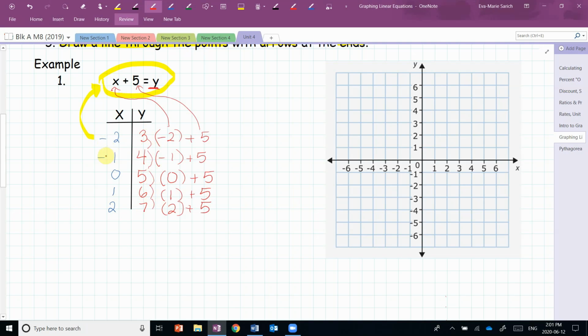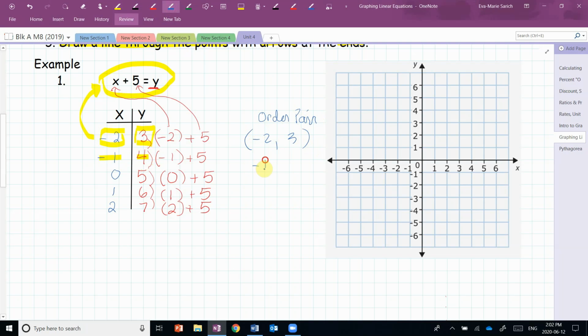Now, just because the x's went up by 1 does not mean the y's go up by 1, but in this case they do. Okay, now those are going to create ordered pairs. So our first ordered pair is this number for the x and that number for the y. So the ordered pair is going to be (-2, 3). Remember, an ordered pair has a comma and it's sitting in a bracket. Okay, the next ordered pair is (-1, 4).